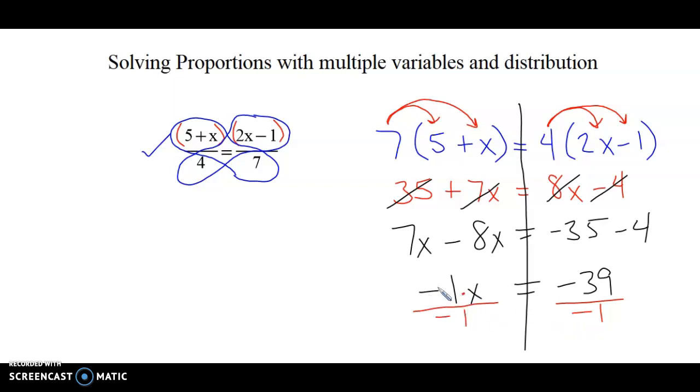Okay, so negative 1 divided by negative 1 gives us a positive 1. So we have positive x equals, and again, a negative divided by negative is a positive, so 39 divided by 1 gives us 39. And that would be our answer.